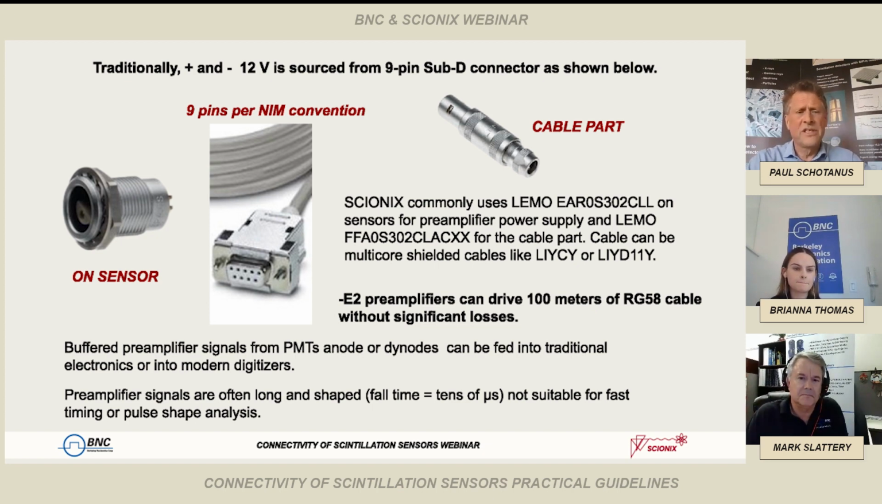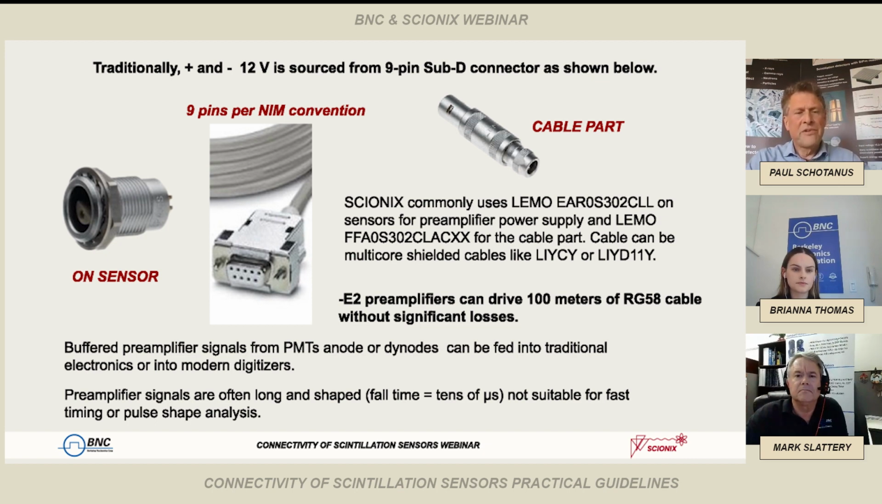We commonly use LEMO connectors on the side of the sensor, like for example this one. It's a LEMO 0S302, which is a very good connector with a very nice sealing, high quality material. And for those power supplies they are usually coupled with cables, LEICI, which is a PVC cable, or LED11I, which is a polyurethane cable. So I said those preamplifiers can drive easily 100 meters of RG58 cable without significant losses.